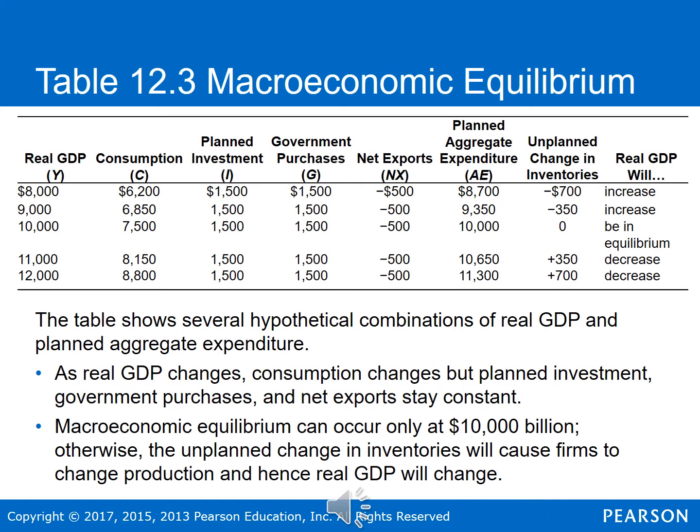So the first column here lists real GDP. And the next four columns list levels of the four components of planned aggregate expenditures that occur at the corresponding levels of real GDP. We're going to assume that planned investment, government purchases, and net exports do not change as real GDP changes.